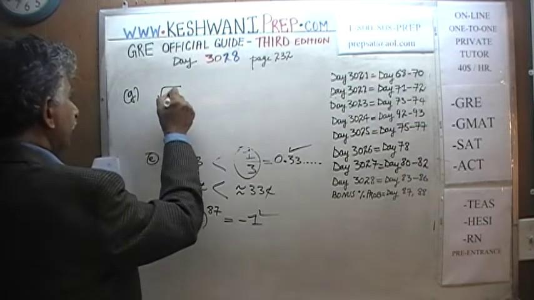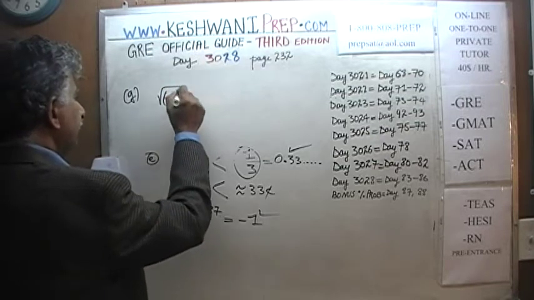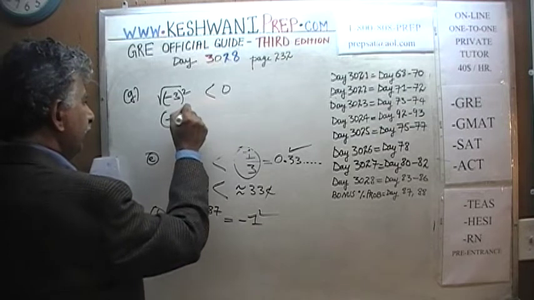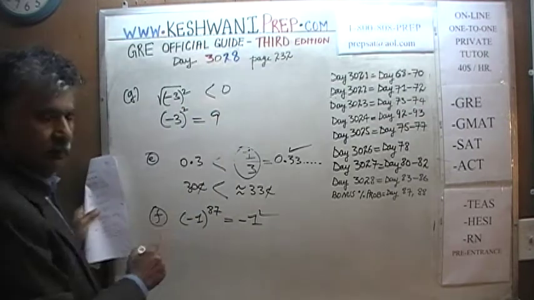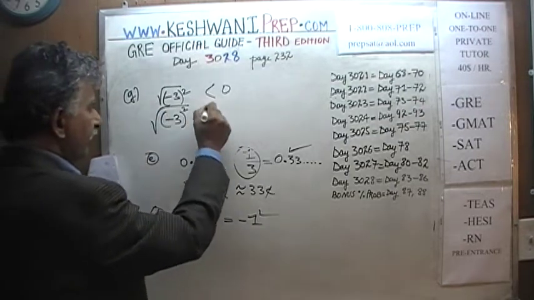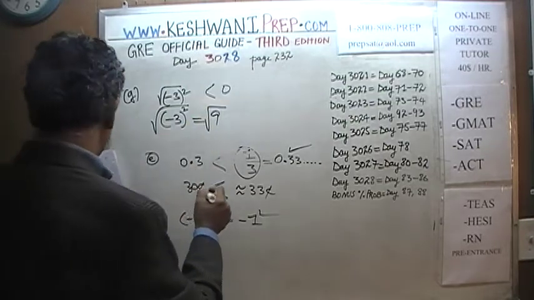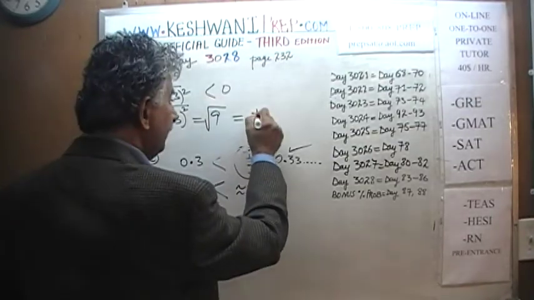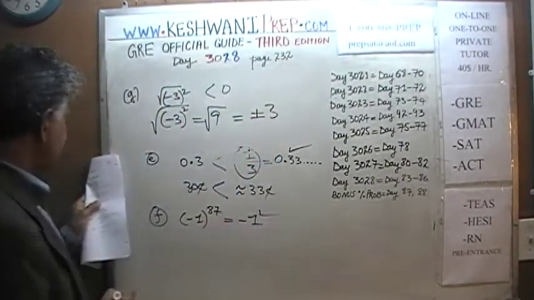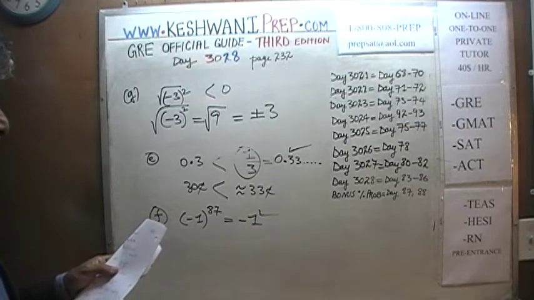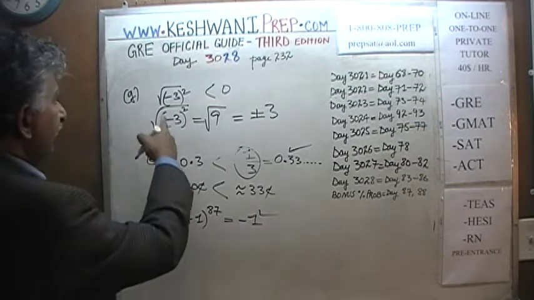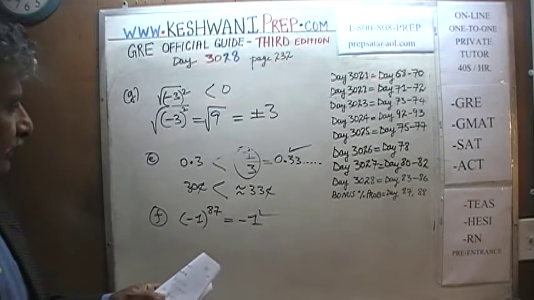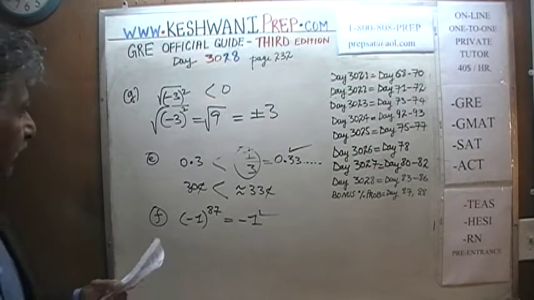G says the square root of negative 3 squared is less than 0. But negative 3 squared is equal to 9. So the square root of negative 3 squared is the square root of 9. And again, it's a tricky one because the square root of 9 can be either positive 3 or negative 3. And it tells us that this quantity is less than 0. Well, it depends.